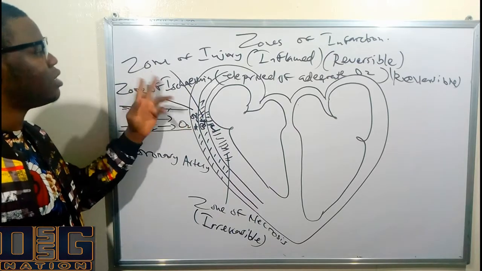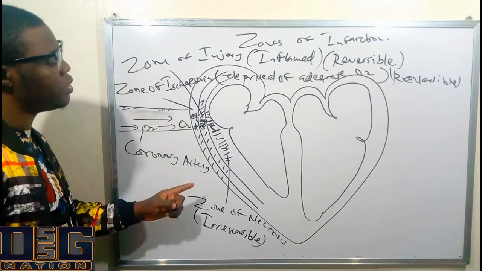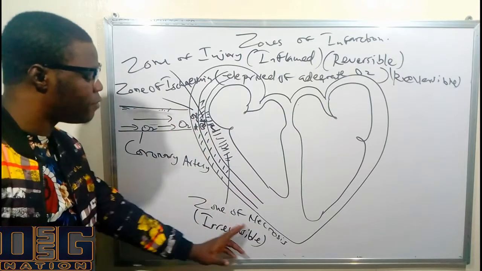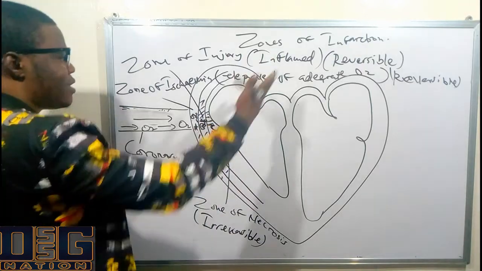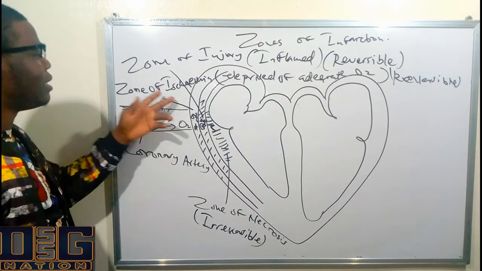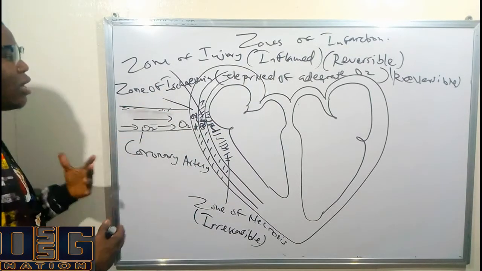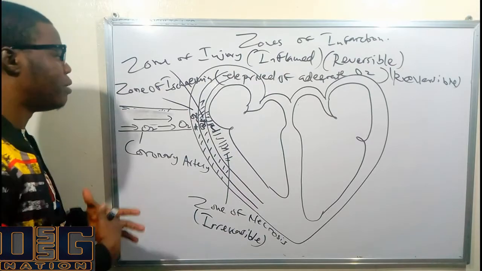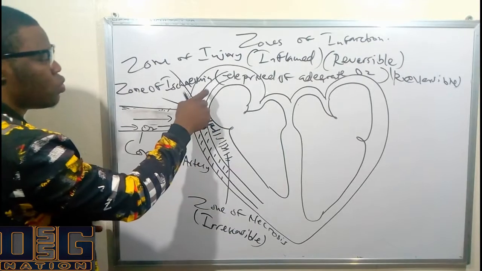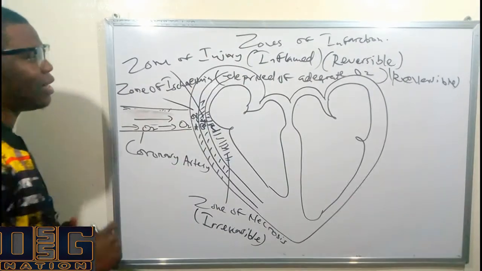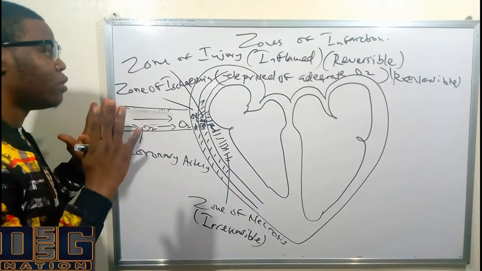So for the second layer, the zone of injury. The zone of injury, they are the ones that cover the zone of necrosis, and they are inflamed, so they are injured and they are reversible. And for the first zone, the zone of ischemia, that is due to lack of oxygen, and they are also reversible. And they are the ones surrounding the zone of injury, and that is it on the zones of infarction.